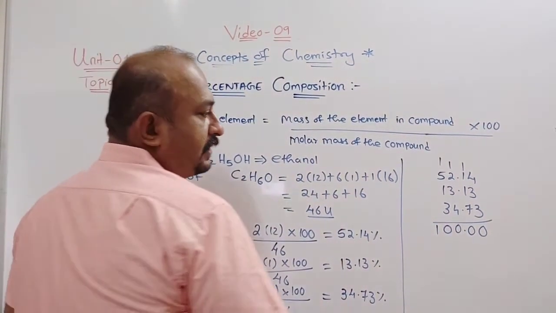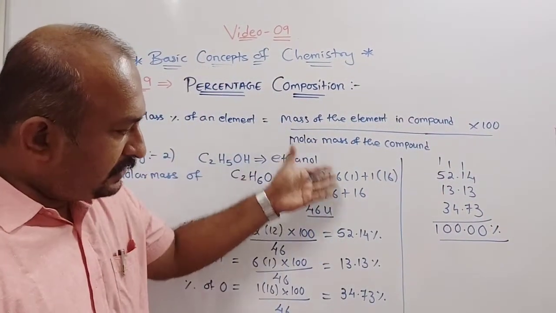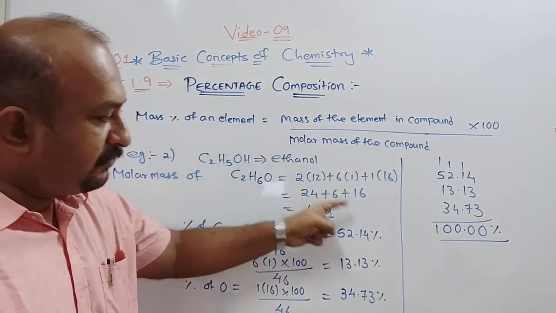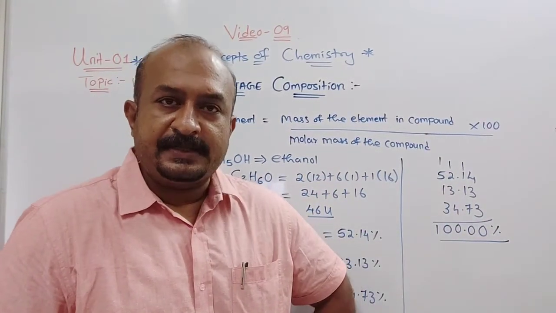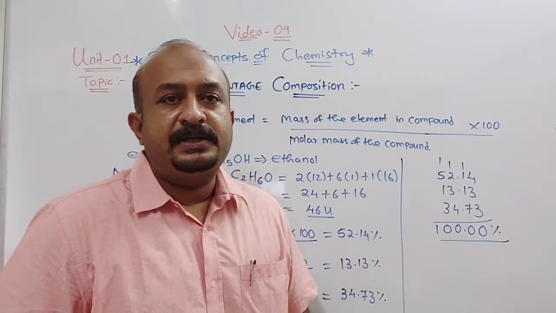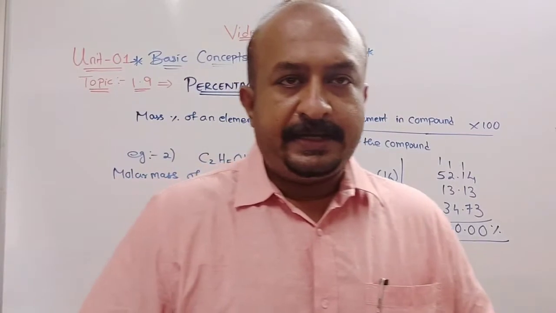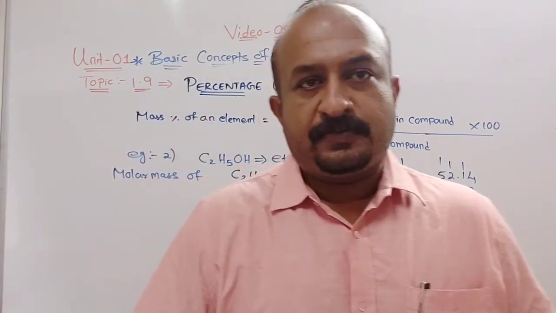Understood or not? So the percentages we found out are exact. Means all this percentage composition, the mass percent of each element we found out, is correct. This is the best way to check whether your answer is correct or not. Understood? So this is the percentage composition topic. 2 examples I have explained. You can write them down in your fair book and go through your textbook also for this.